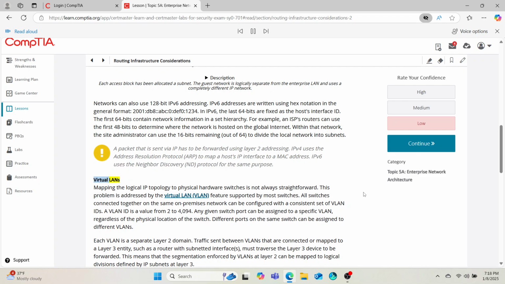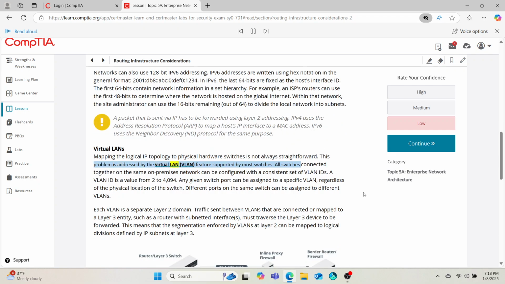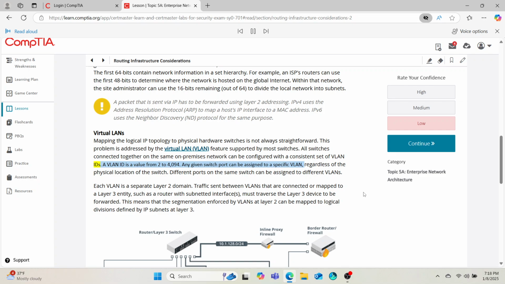Virtual LANs. Mapping the logical IP topology to physical hardware switches is not always straightforward. This problem is addressed by the Virtual LAN (VLAN) feature supported by most switches. All switches connected together on the same on-premises network can be configured with a consistent set of VLAN IDs. A VLAN ID is a value from 2 to 4094.